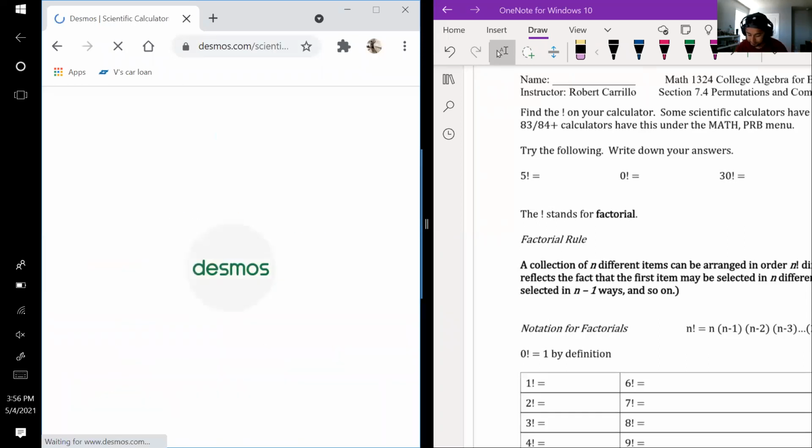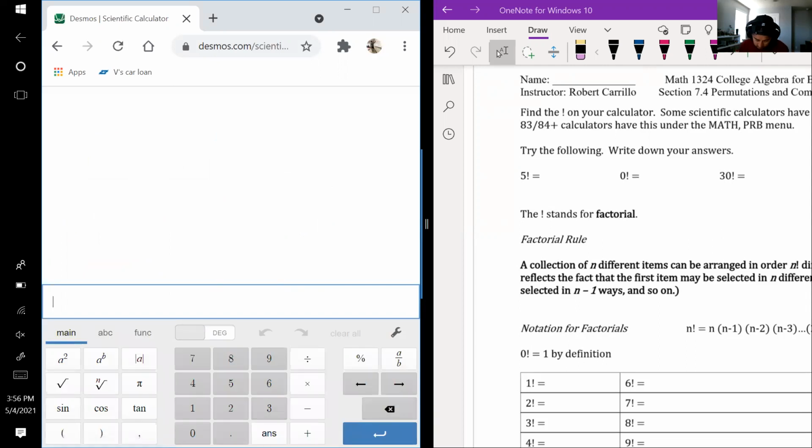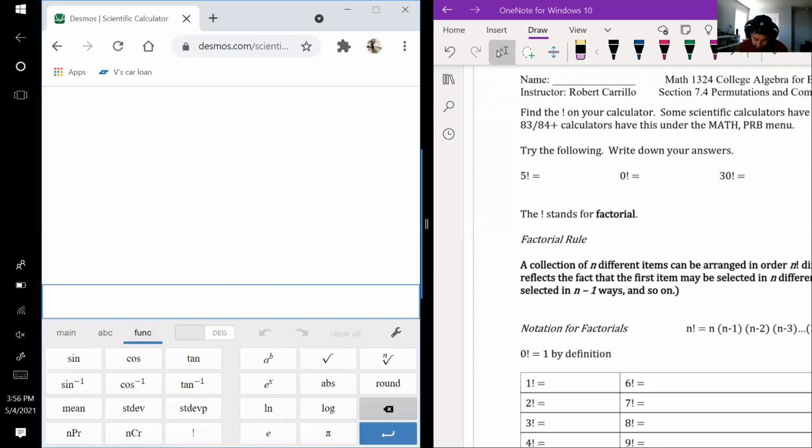All right. So now, okay, good. Zoom right there. We'll start with the left side.